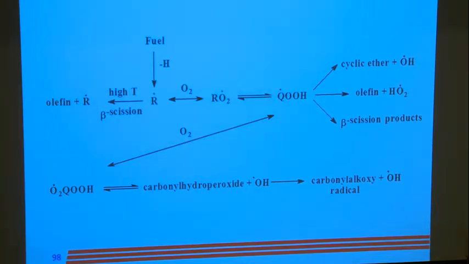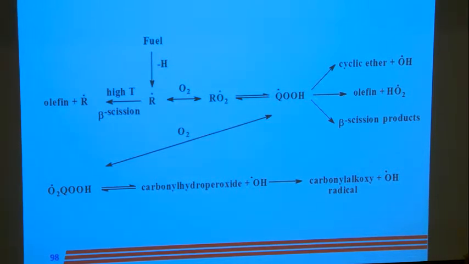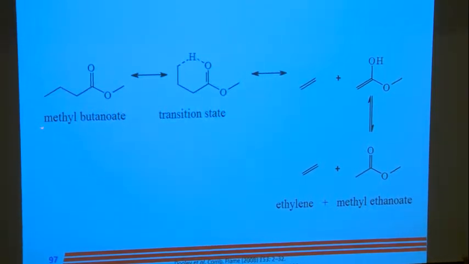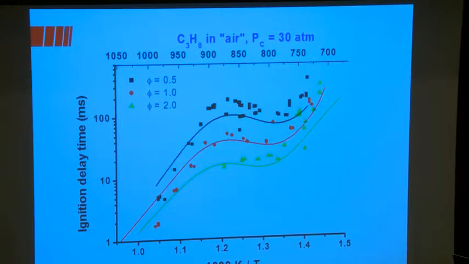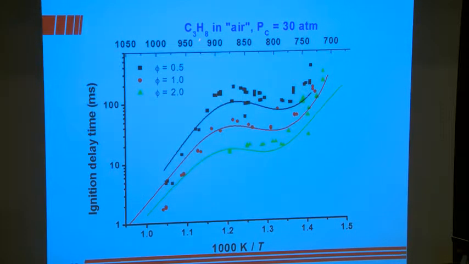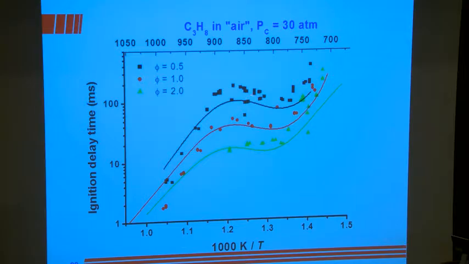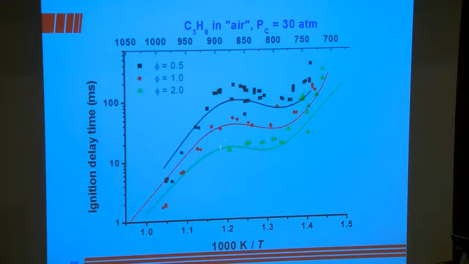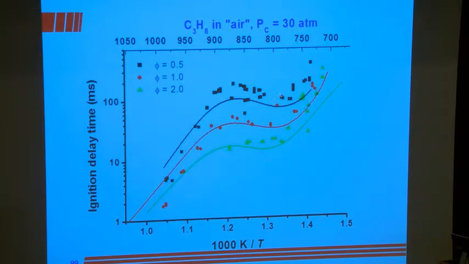So again, we have to consider the low temperature reaction scheme for these esters, and we did for methyl butanoate. This is just showing you another slide of propane in air at 30 atmospheres. This is just an old mechanism compared to the data that we had at the time. And you can see that we do see negative temperature coefficient behavior for propane. Why am I taking propane?